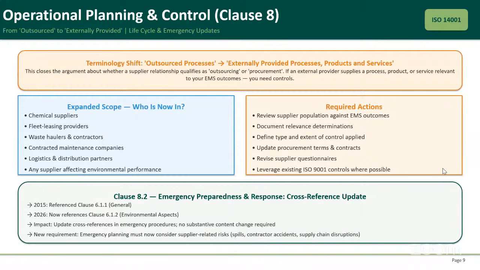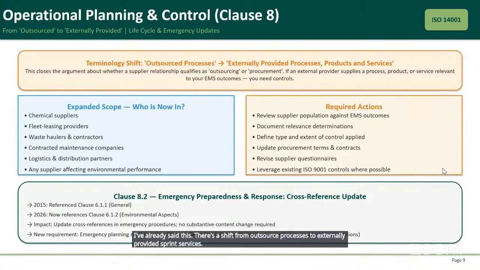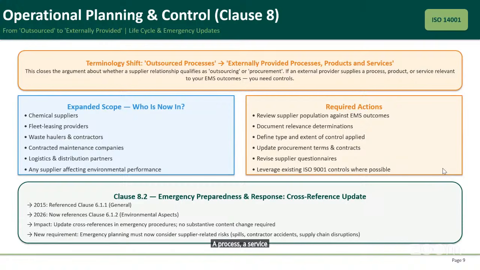Then for operational planning and control under clause 8, under Do, I've already said this, there's a shift from outsourced processes to externally provided products and services. This closes the argument of whether a supplier relationship qualifies as outsourced or procurement. If an external provider supplies a product, a process, or a service relevant to the EMS, you need controls.